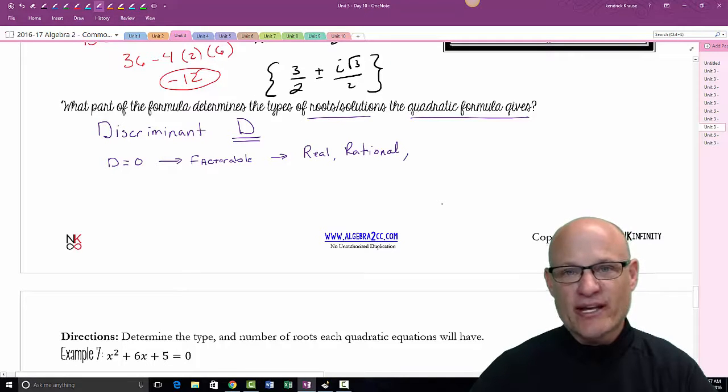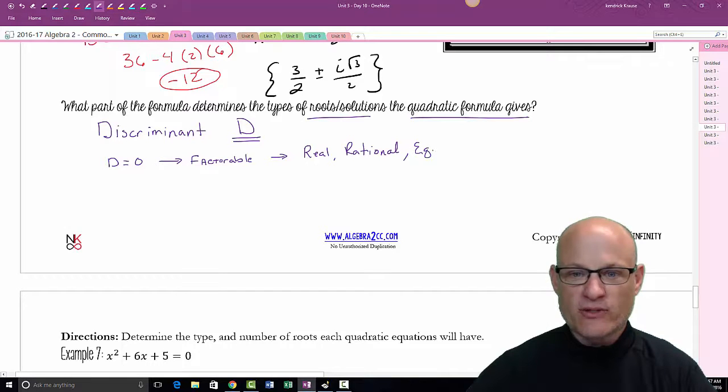They're going to be rational. Rational means it's going to be a nice number. If you put it in your calculator, it's going to be either a repeating decimal or a terminating decimal. And equal, because we said it's going to be a double root. It's going to be a double root.